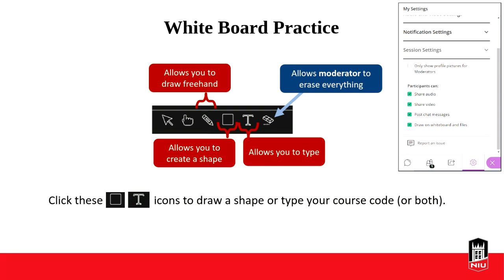I want you to go ahead and do some practice. There are a few different tools. If you use the pencil tool, this is going to be in the upper left-hand corner of your screen in the Blackboard Collaborate window. You can see a pencil. You can also draw shapes, and you can type. So go ahead and click either of these icons, try the pencil if you want, and right here, anywhere on the screen, practice drawing a shape or typing a code. We're going to use that a little bit later.